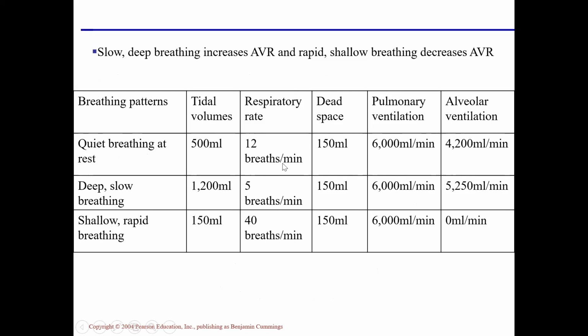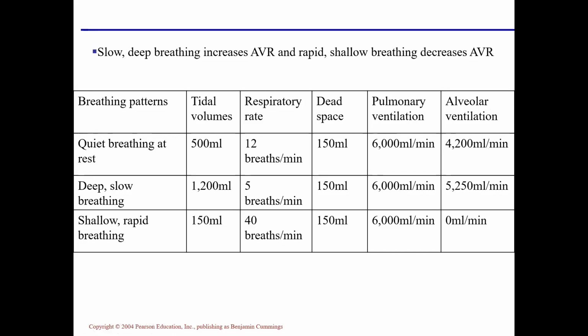The anatomical dead space volume is 150, and then the pulmonary ventilation, the total volume in or out in 1 minute, is 6,000 mLs. Okay, but if you look at the alveolar ventilation, it's about 4,200. That means out of this 6,000, 4,200 ml of air actually gets into the alveoli and is involved in the gas exchange.